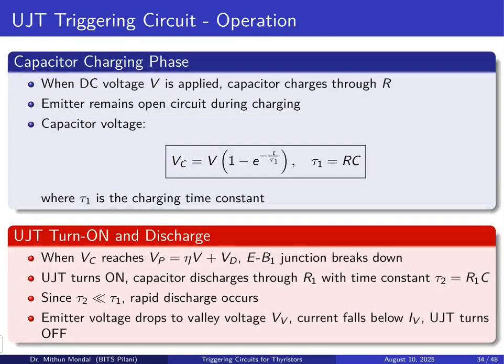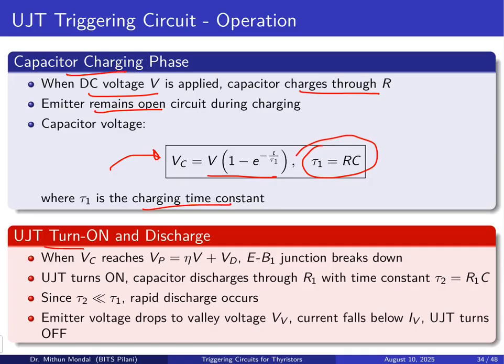Now, the capacitor charging phase: when the DC voltage V is applied, the capacitor will charge through the resistor, and the emitter will remain open circuit during this charging process. The capacitor will have the voltage Vc given by V times 1 minus e to the power minus t by tau 1, where tau 1 is the time constant given by RC. This is the charging time constant, tau 1.